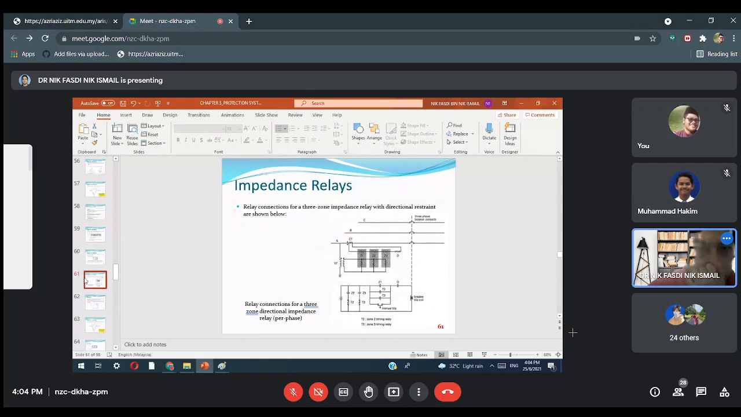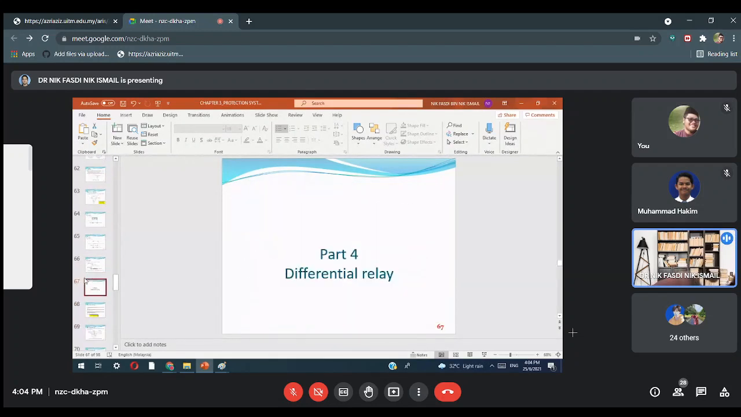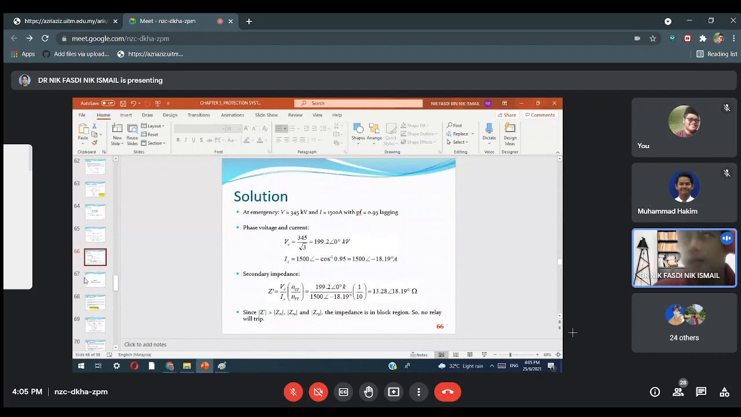Now we need to determine the fault impedance. From the question, given 345 kV, the fault current is 1005 amps with power factor 0.95. Here you can determine the fault impedance. Of course, this is the line voltage. You cannot use it directly; you must convert to phase voltage by dividing by the square root of 3. Don't make mistakes. I saw some of you using line voltage directly, which is wrong for a per-phase calculation.